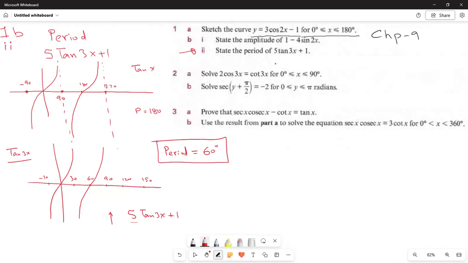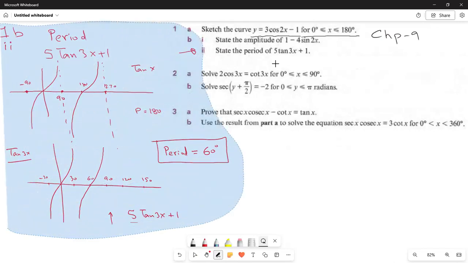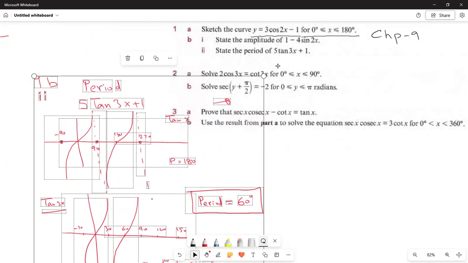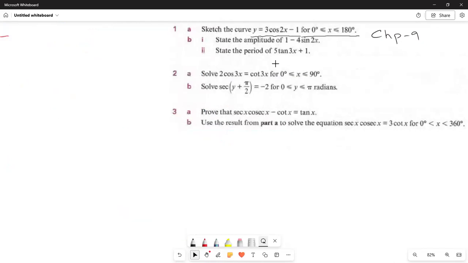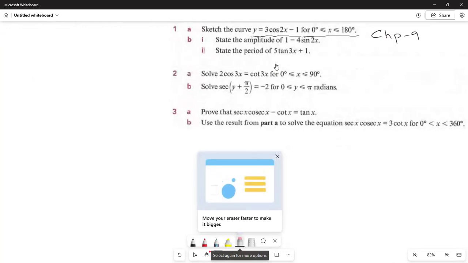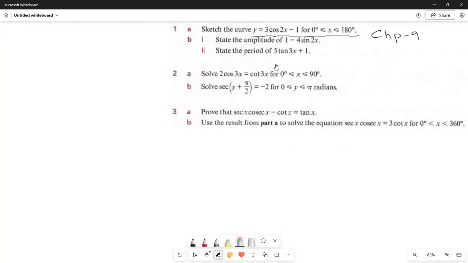Let me move to question number 2. Let me erase this again. I need some space. Now I want to do question number 2. Solve.